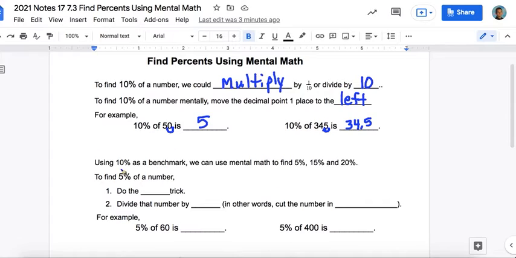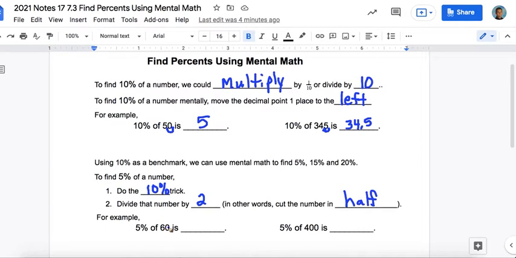So using 10% as a benchmark, we can use mental math to find 5%, 15%, and also 20%. So to find 5% of a number, we can do the 10% trick, and then we divide that number by 2. In other words, cut the number in half, because 5% is half of 10.